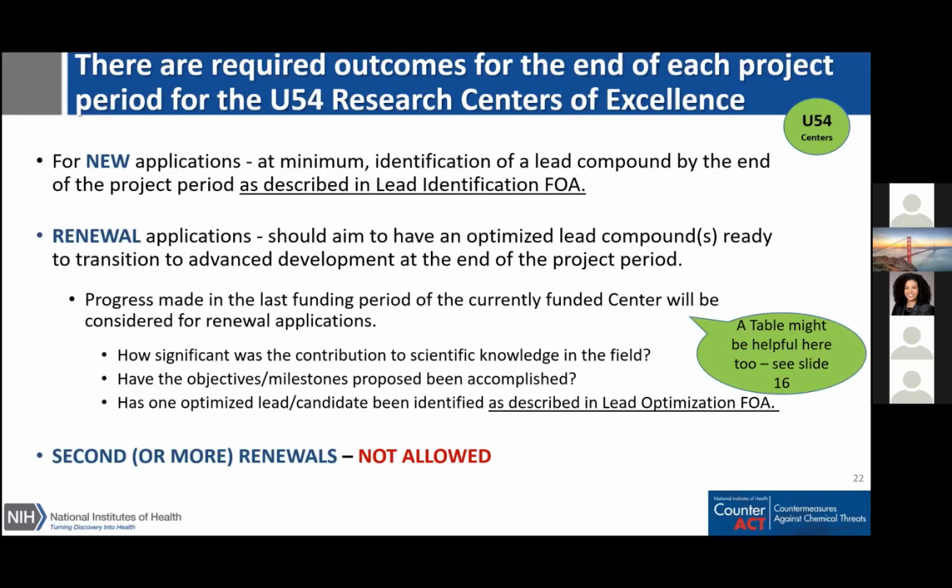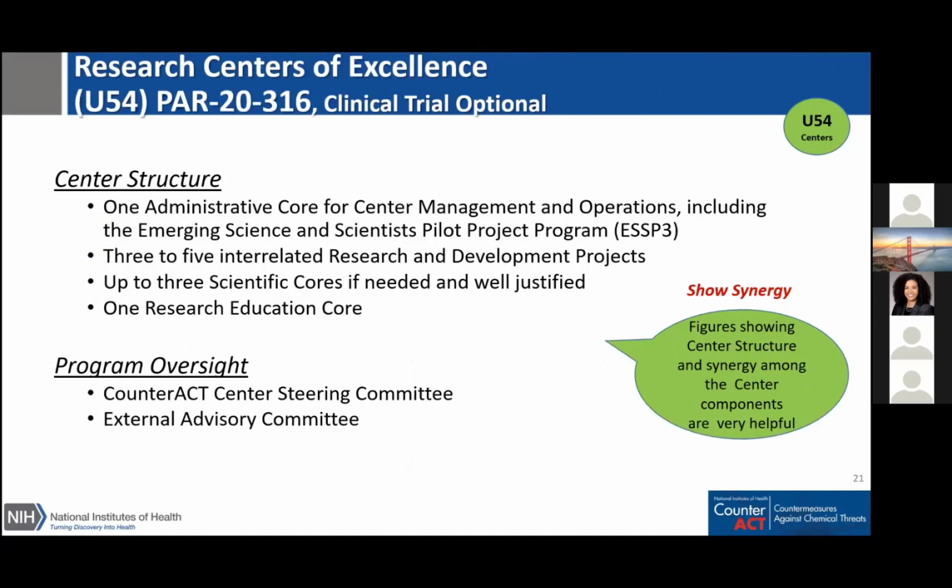And I'll just say that the first thing to consider for these applications is whether you have strong preliminary data and a team of researchers with projects that fit together synergistically around a central theme. Another thing about the education core, and that is the budget can be no less than $50,000 direct costs and should focus on an overall goal of increasing the number of capabilities of medical countermeasures researchers, building on the strengths of the center investigators.